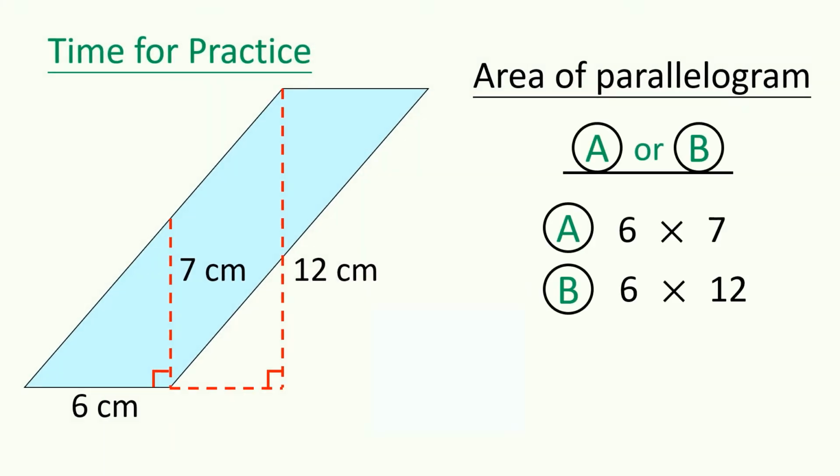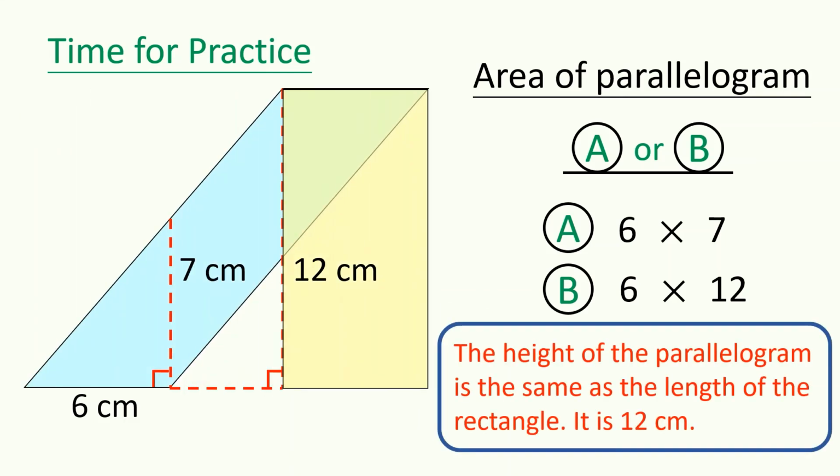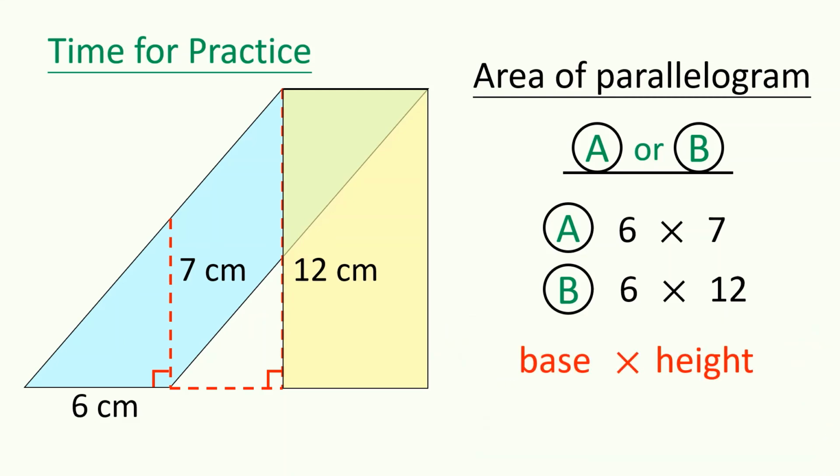It is time for practice. What is the area of this parallelogram? Which is correct, answer A or answer B? The height of the parallelogram is the same as the length of the rectangle. It is 12 centimeters. Using the formula, base times height. The answer is B. 6 times 12.